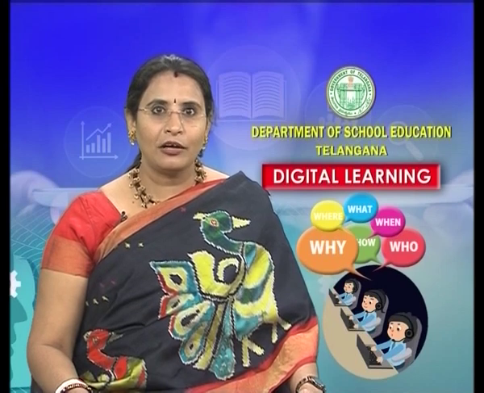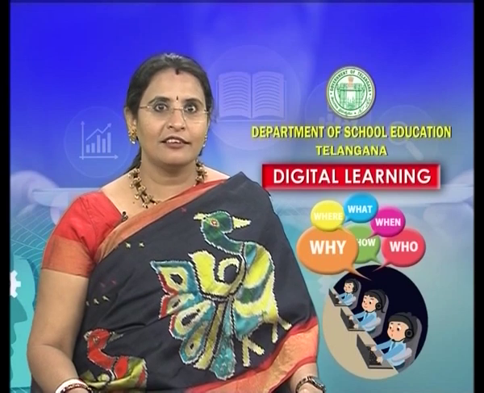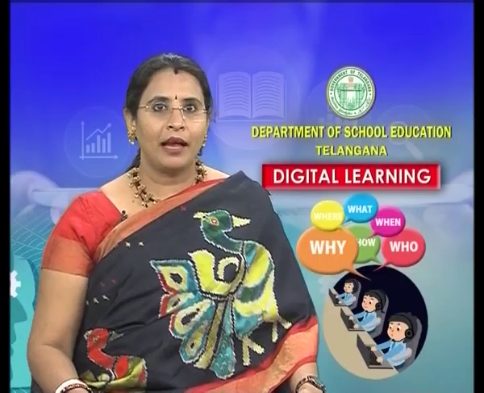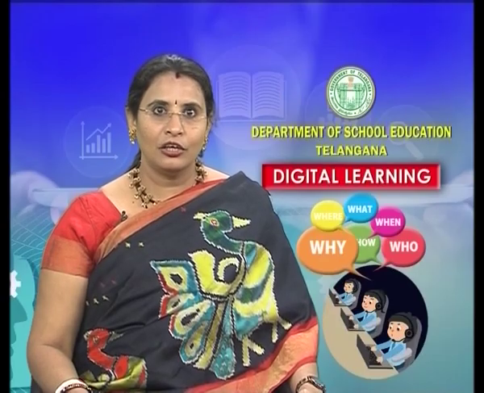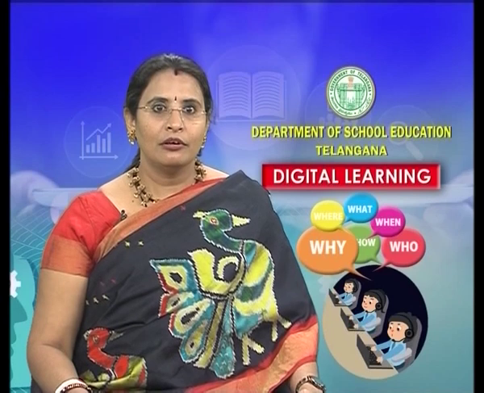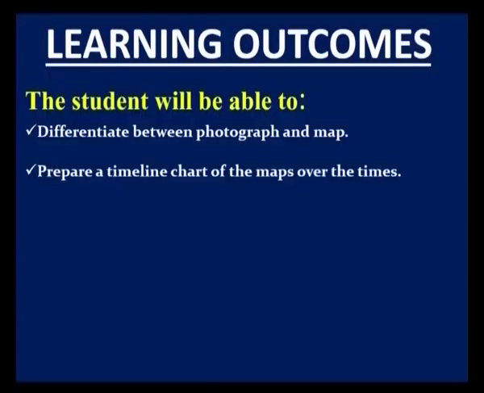Now, coming back to our 8th class topic, the first lesson of our 8th class is also related to the map, and it is reading and analysis of maps. At the end of the lesson, you will be able to differentiate between a photograph and a map. You will be able to prepare a timeline chart of the maps over the times, that is the history of maps. You will be able to write the history of maps. You will describe Mercator's projection.